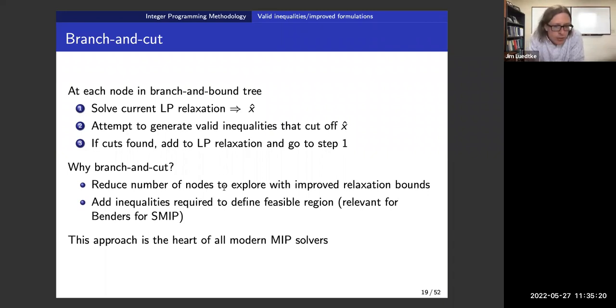But the second reason, and this is going to be relevant for the Benders branch and cut method I'm going to be getting to in a minute, is that sometimes you need to add inequalities just to define the feasible region. In particular, in this Benders approach that we'll talk about, the number of inequalities you might need to define the feasible region grows exponentially in the size of the data of the instance. So you can't just write it down. You really have to add those inequalities as needed on the fly within this approach to update the feasible region as you need it. In general, this idea of adding valid inequalities throughout the branch and bound tree is really at the heart of all modern MIP solvers.